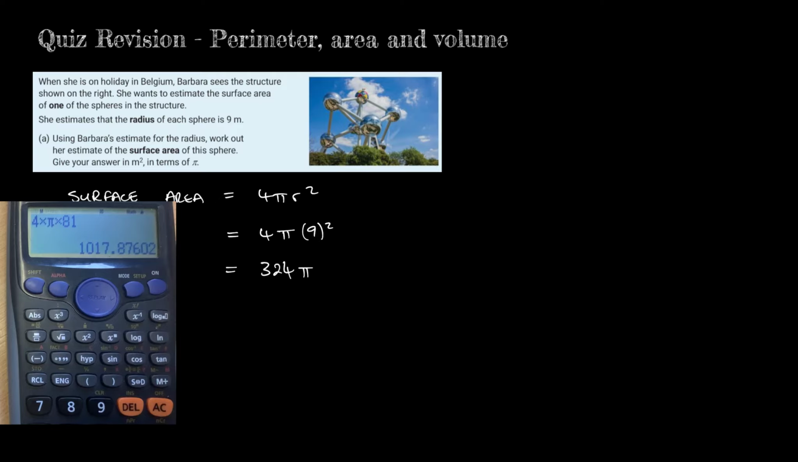Okay, so my answer there is 324 pi is the same as 1017.87602. You have to double check when you're doing the quiz the second time around, but I think I say give that to 2 decimal places. So if it's 2 decimal places, go back 2 decimal places, 1, 2, look at the number that follows, which in this case is 6, and my answer there is 1017.88 surface area, meters squared. Okay, that's that one.